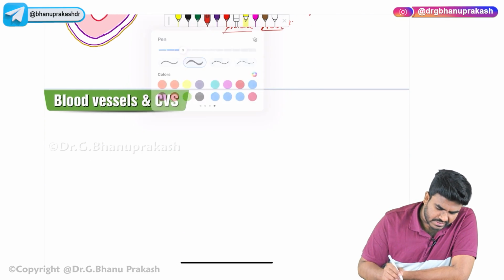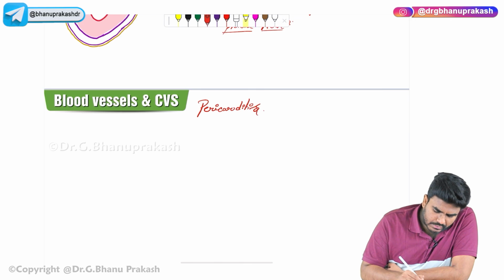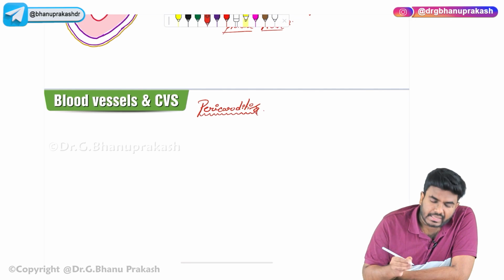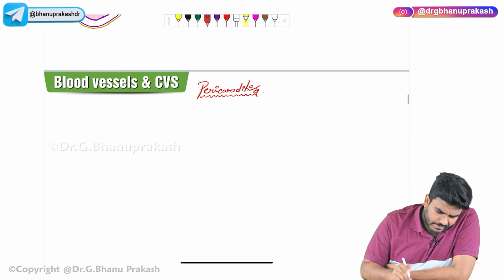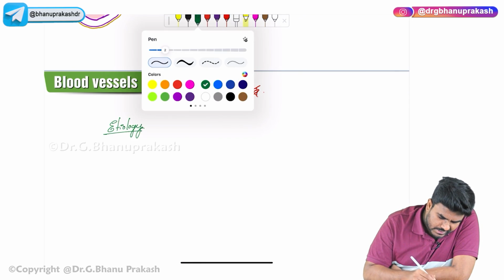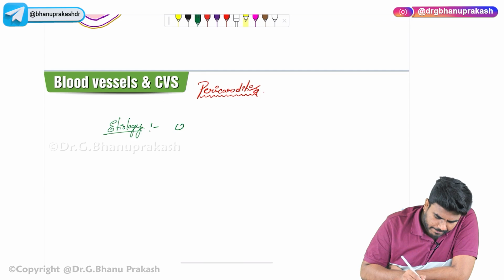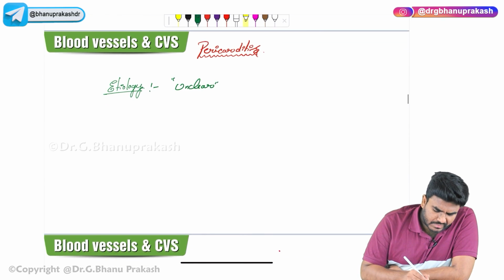The first pericardial pathology which I want to discuss is pericarditis. So what exactly is pericarditis? Pericardial inflammation. The name itself is there: pericardium-itis, pericardial inflammation. What are the causes of pericardial inflammation? What is the etiology? The etiology is unclear. We don't know the exact reason how or why pericarditis happens. But there are certain conditions which can lead to pericarditis.